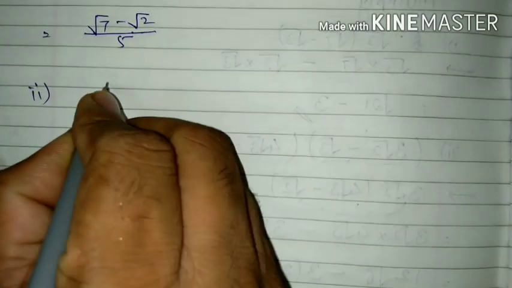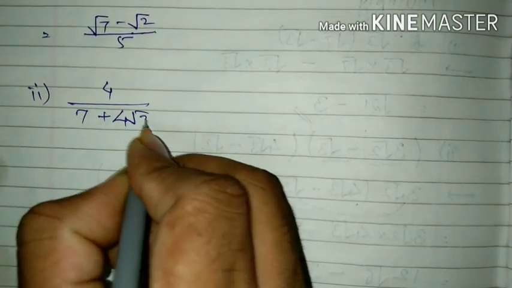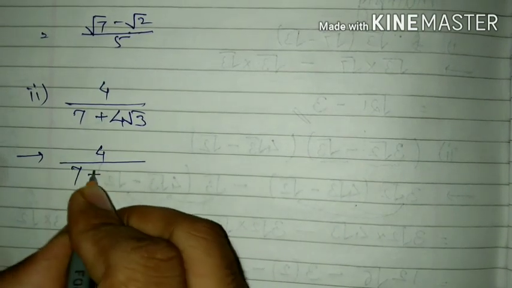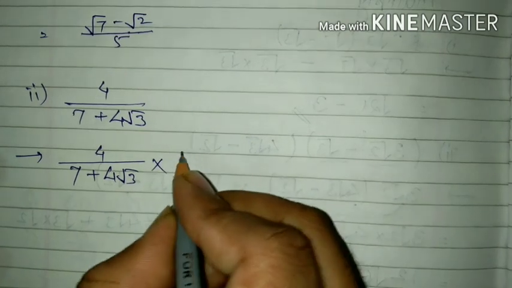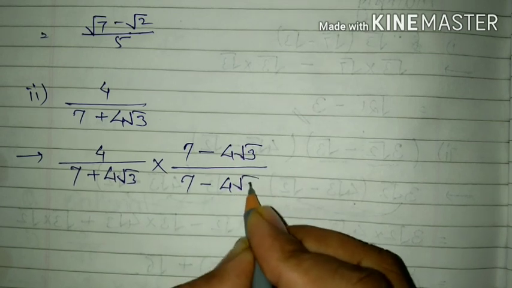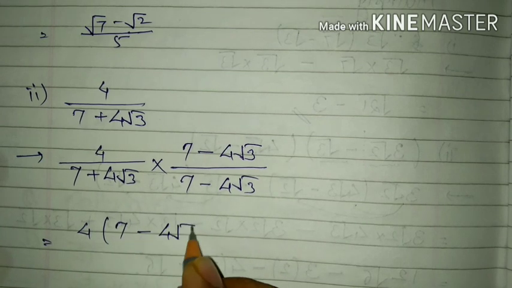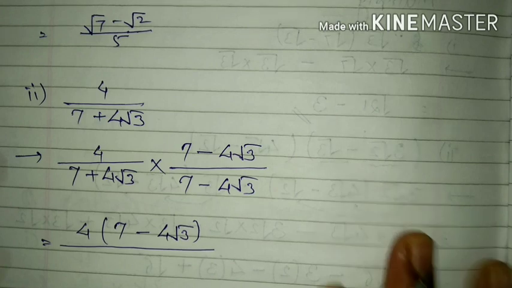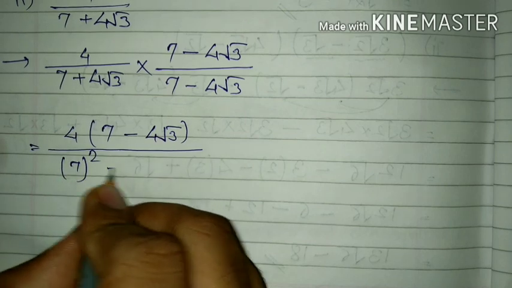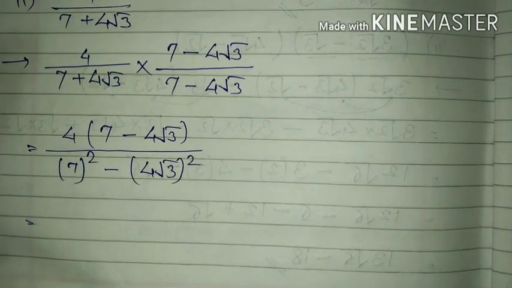I am taking one more question. It is 4 upon 7 plus 4 root 3. So 4 upon 7 plus 4 root 3 into 7 minus 4 root 3 upon 7 minus 4 root 3. So is equal to 4 into 7 minus 4 root 3. This is the numerator, and the denominator is again a plus b, a minus b. It is 7 square minus 4 root 3 square. We are multiplying with conjugate pair.